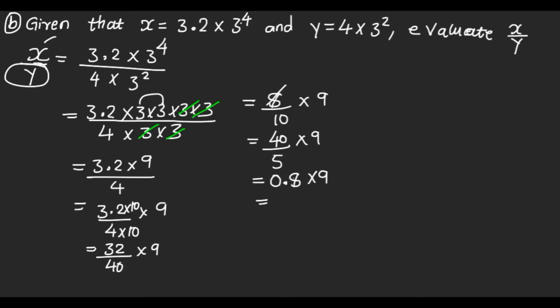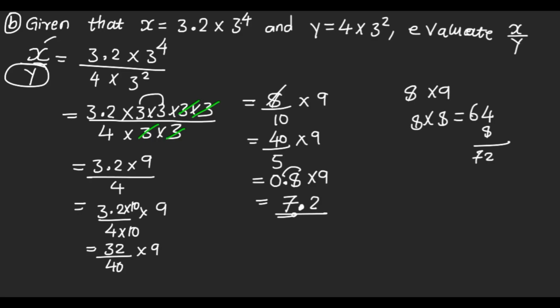Now let's multiply. What is 0.8 times 9? Let's first ignore the decimal and just get the numbers. What is 8 times 9? 8 times 80 is equal to 64 plus another 8, so 64 plus another 8, we get 72. Now for 72, we look at how many decimal places we have from 0.8, which is just 1. So we put it in, and this is our final answer.